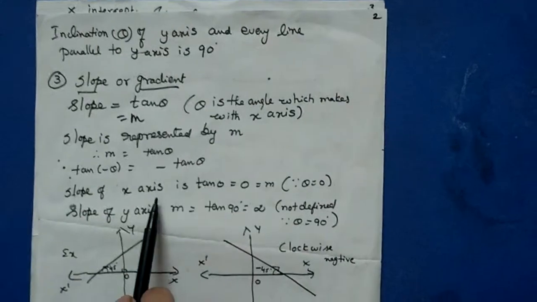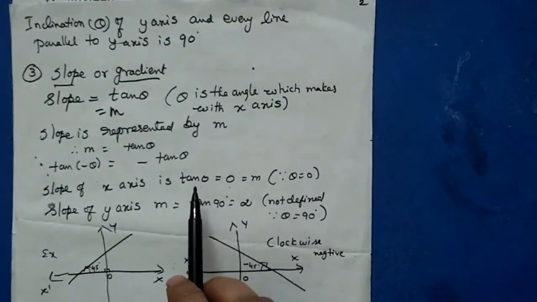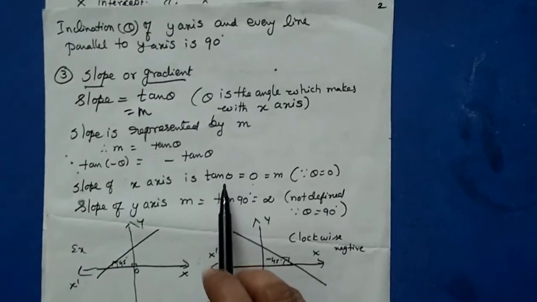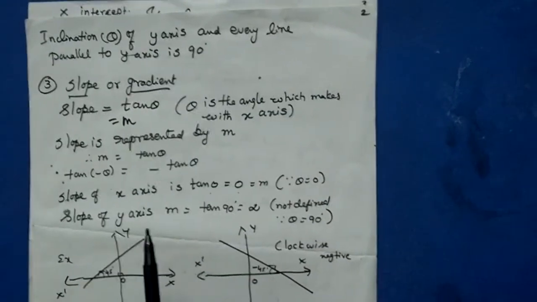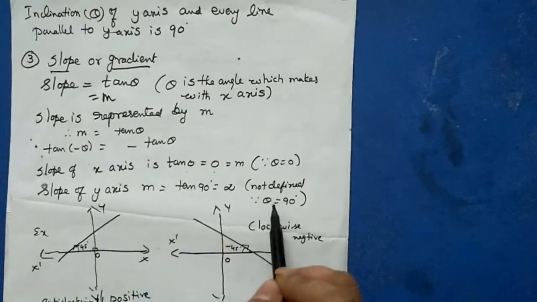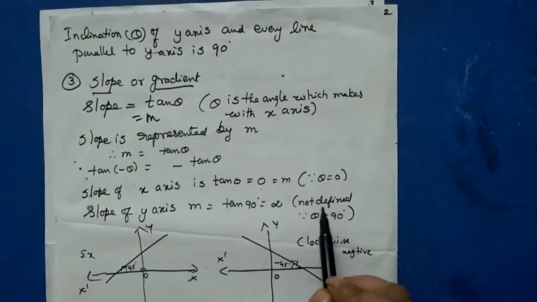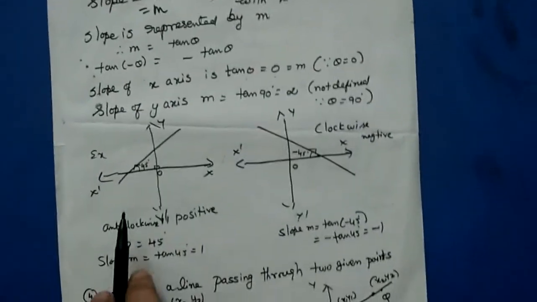Now the slope of the x-axis is tan 0, which is 0. Even a line parallel to the x-axis has slope 0. And the y-axis is perpendicular to the x-axis, therefore tan 90 is not defined. Don't say infinity. It is not defined. Coming to this example, I am taking an example.